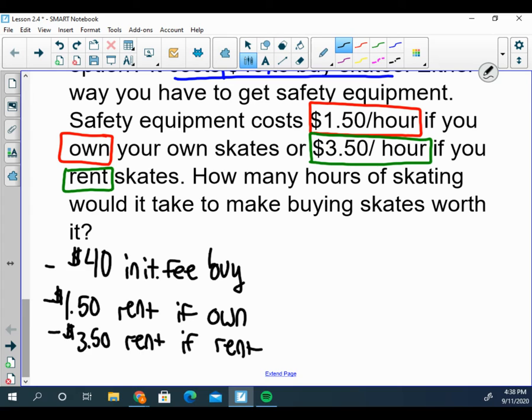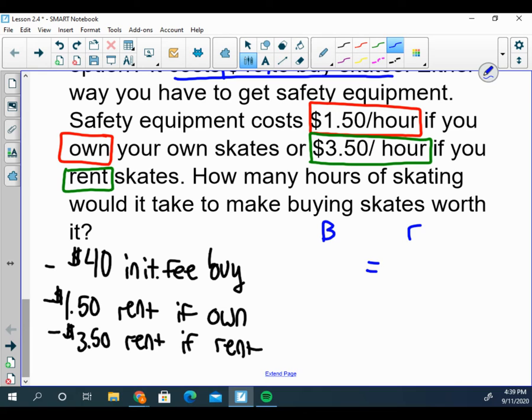Clearly at the beginning, if we're only skating a little bit, renting makes sense. But as we skate more and more, renting and buying get closer together, and there's a breaking point. We're going to find that. So how do we set this up? Well, since they're contrasting each other and there's a break-even point, I'm going to have renting on this side, and I'm going to have if I own skates on the left side. Okay? So what's this look like? Let's actually throw it together.